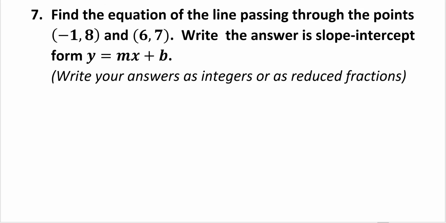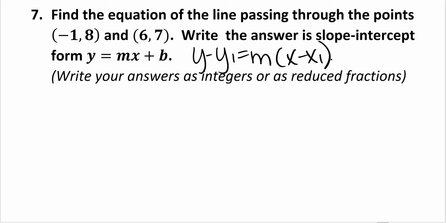Number 7, find the equation of the line passing through the points (-1, 8) and (6, 7). Then write your answer in slope-intercept form. If you have any answers that are not whole numbers, write them as reduced fractions. So let's again use point-slope form: y minus y1 equals m times x minus x1.